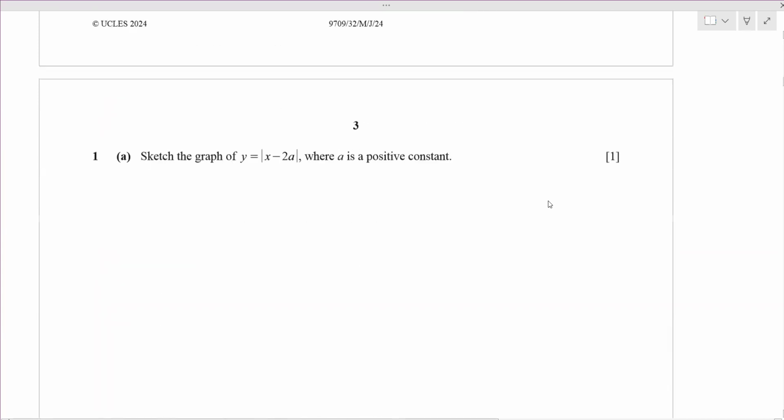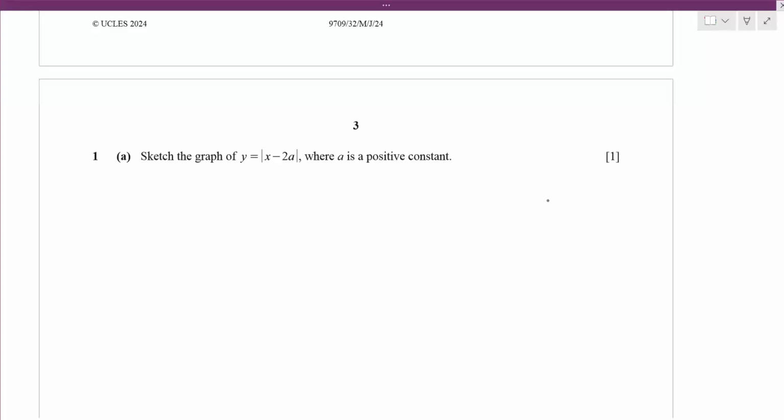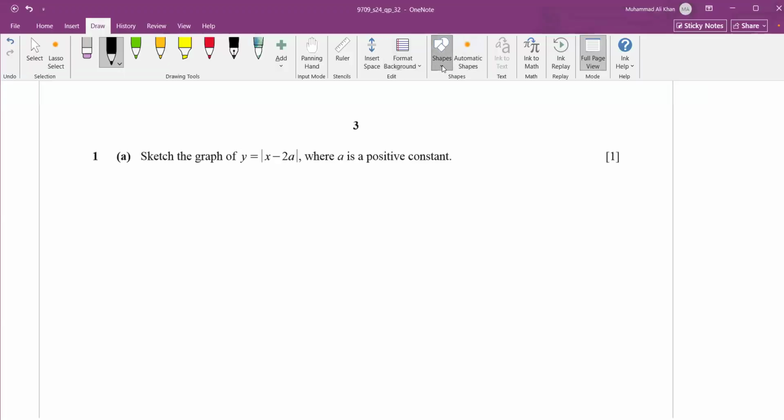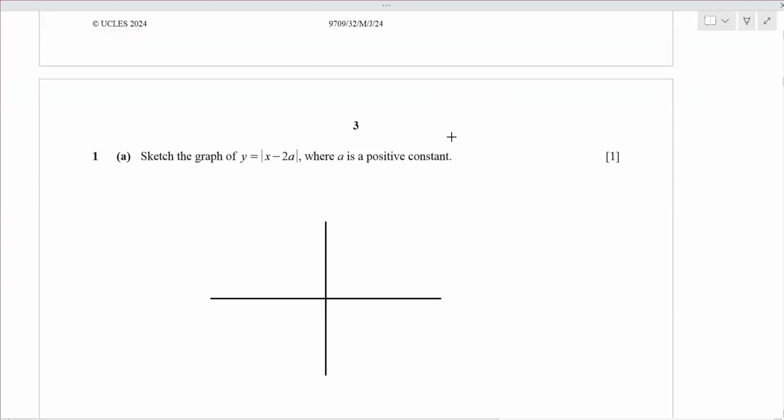Now, question number one. We have to sketch the graph of y equals the modulus function. For a modulus graph, we have to make a V. The vertex of the V will be calculated by equating the expression inside the modulus to zero. So x minus 2a equals 0, so the value of x is 2a.